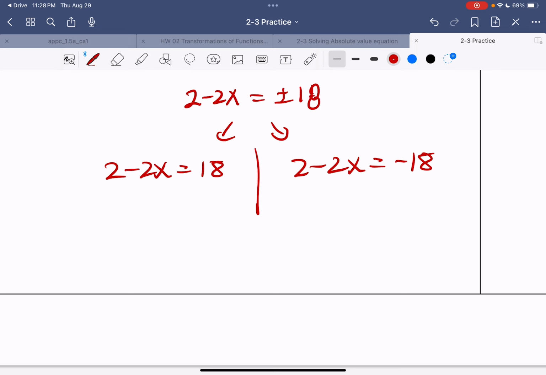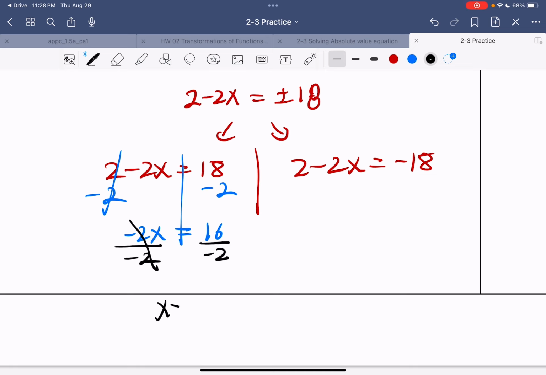Wow, make sure to use your space wisely, guys. I'm very bad at it. So minus 2 on both sides, you're going to get negative 2x equals 16. If I divide each number by negative 2, I'm going to get x equals negative 8. I got the first answer.